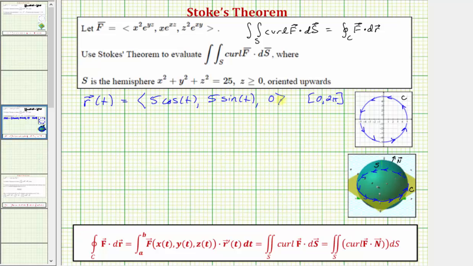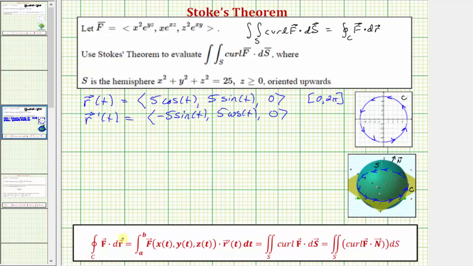Now we still need two more things before we set up this integral here. We need to find r prime of t. The x component would be the derivative of 5 cosine t, which would be negative 5 sine t. The y component would be the derivative of 5 sine t, which is 5 cosine t. And the z component is the derivative of 0, which of course is 0.